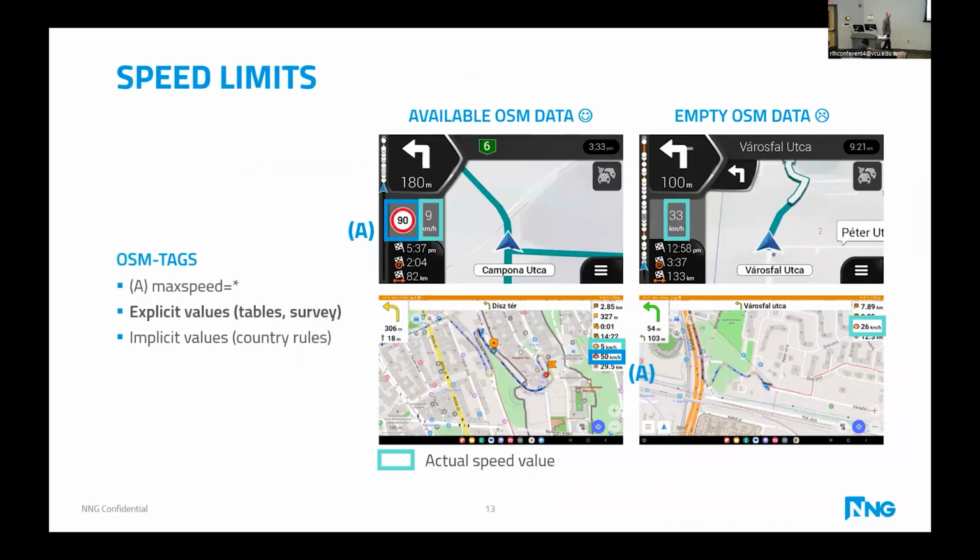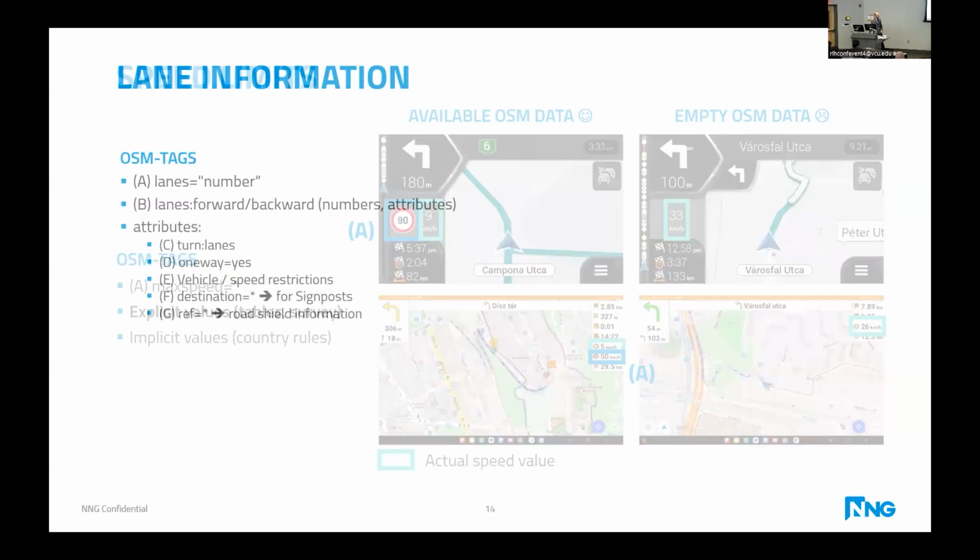Another thing is speed limits. All of our drivers said that they really like seeing the actual legal speed limit and not only the actual speed of the car that they are driving. So to map this properly, we can use either the explicit values that we see on signs, but if this information is not available or we are not sure about it, even the implicit values, so simply using the country rules, that for primary roads we have, I don't know, 60 miles or something like this, it's still better than nothing. That's our experience with that, and that's how we saw it with both navigations.